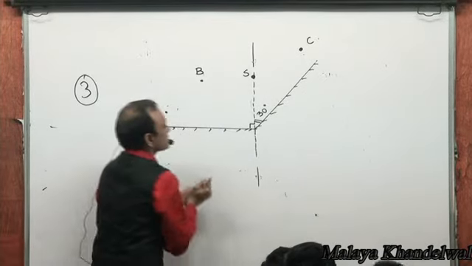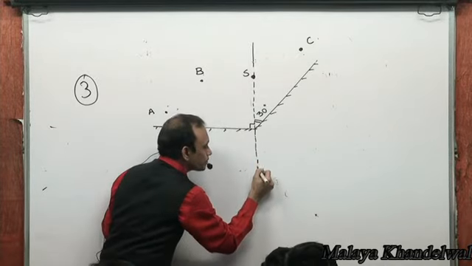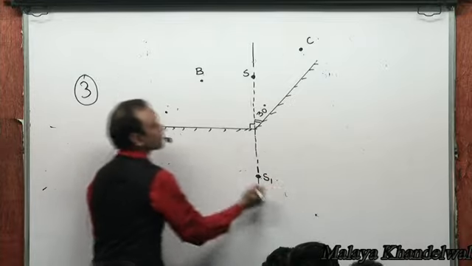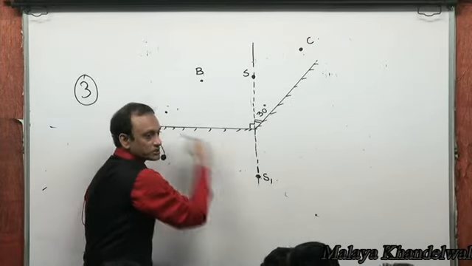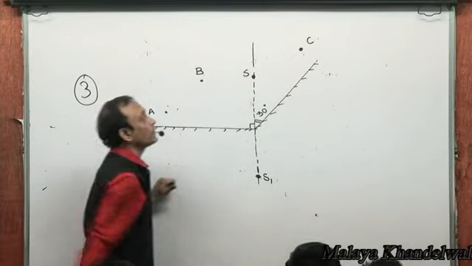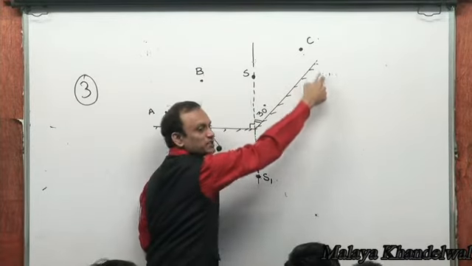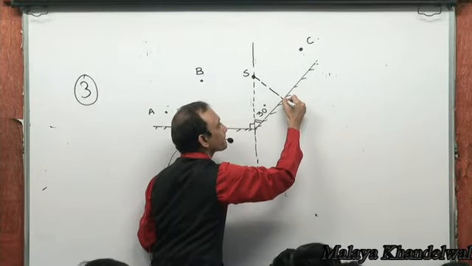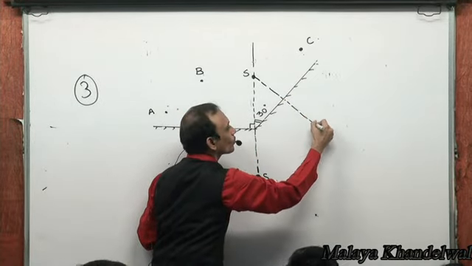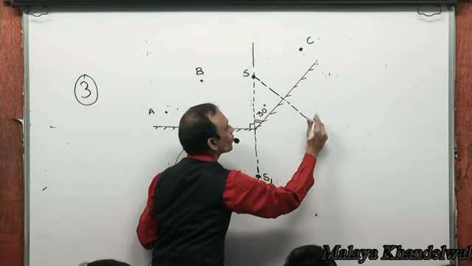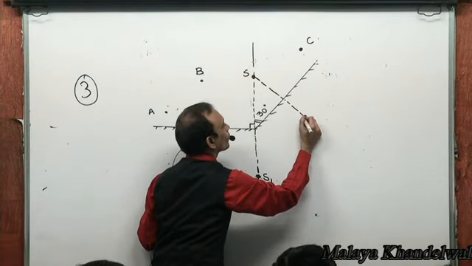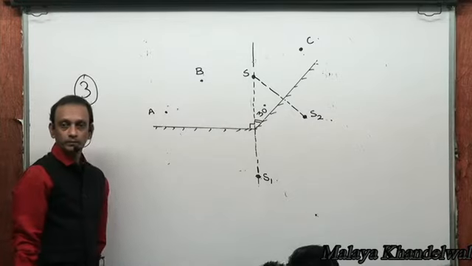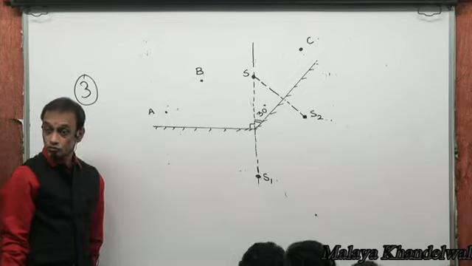One image of S formed by this mirror is this, say S1. Object distance is equal to image distance formed by this mirror, right? The other image would be formed by this mirror. This is S2, right? These are the two images formed.